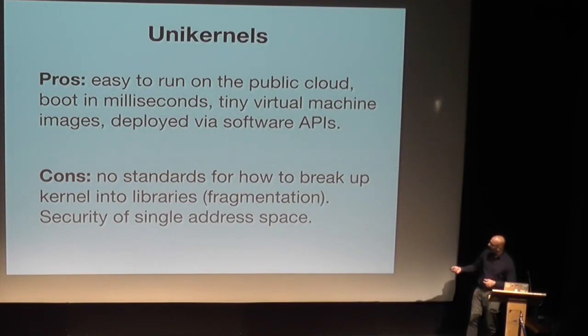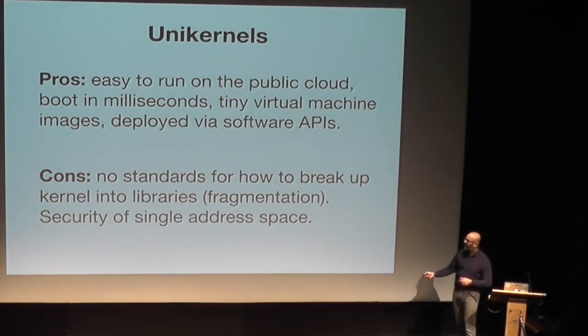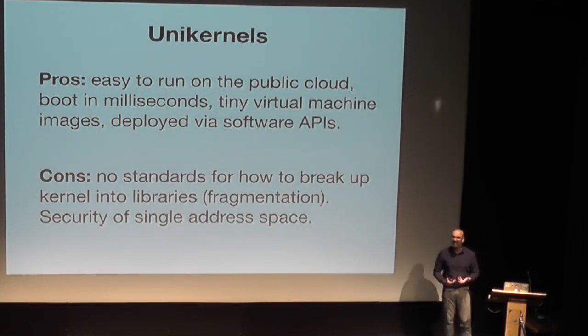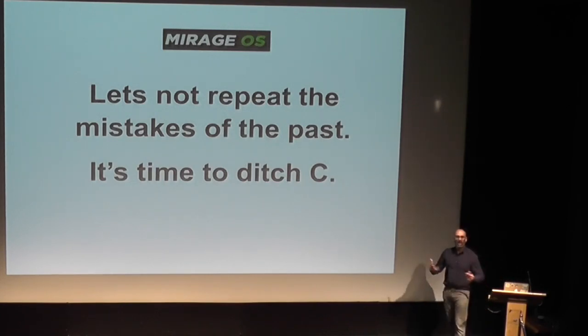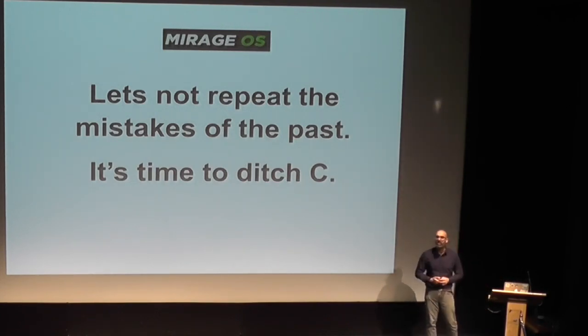I'll come back to the various cons about standards and so on in a bit. But the biggest concern in library operating systems was the security of the single address space. How do we get over that? So we have to build tons and tons of code to make these unikernels work, right? I said we're going to have to break up operating systems with millions of lines of code into libraries.